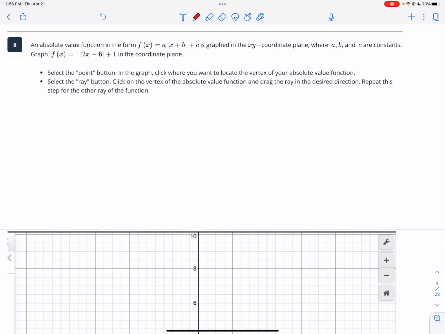Okay, so I've cleared a little bit of space for a graph to be written right here, and I've got our equation. An absolute value function in the form of this is graphed in the xy coordinate plane where a, b, and c are constants. Graph f of x is equal to negative absolute value of 2x minus 6, all plus 1 in the coordinate plane. So we're used to graphing our base function.